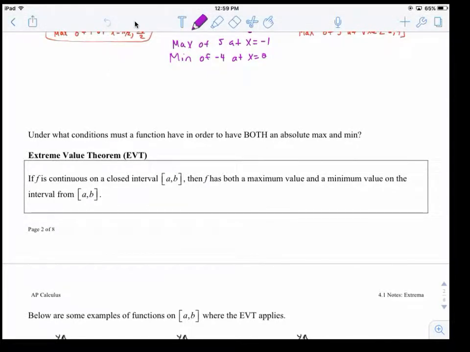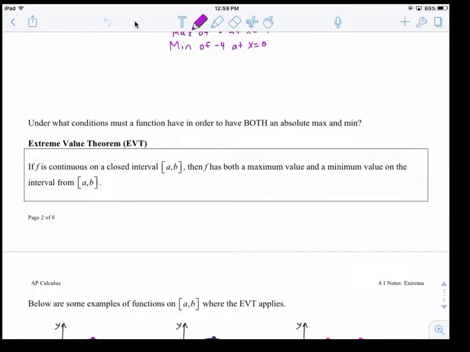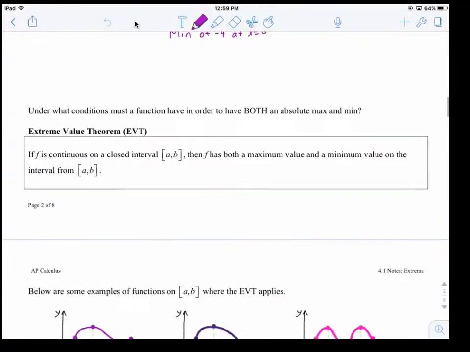All right, so we came up with the EVT yesterday. Again, your function has to be continuous. Same hypothesis, but different conclusion. So it has to be a closed interval, and then f will have both a max and a min value on that interval.